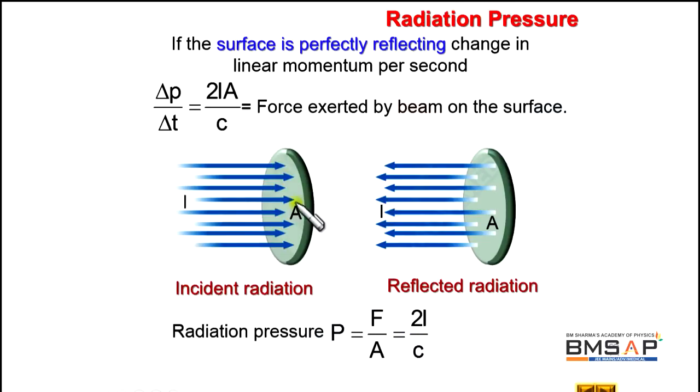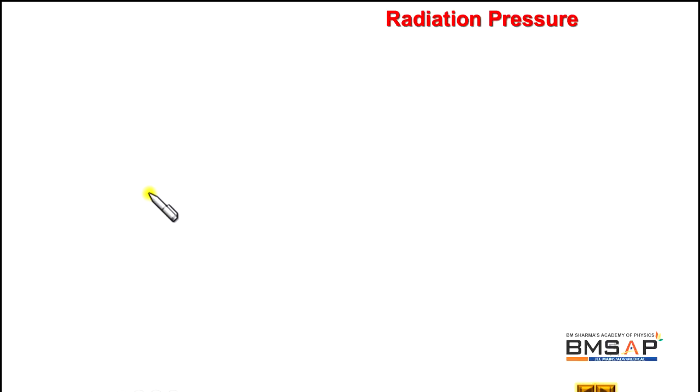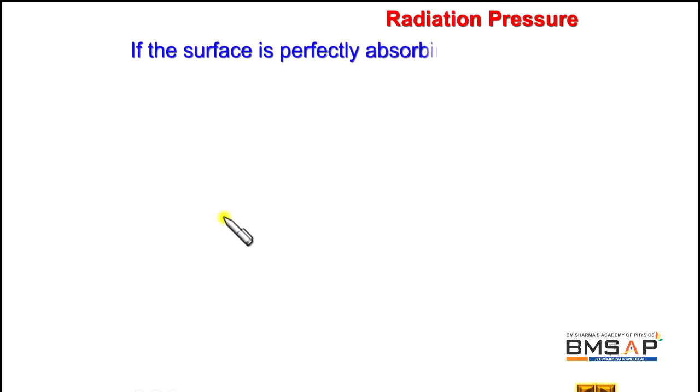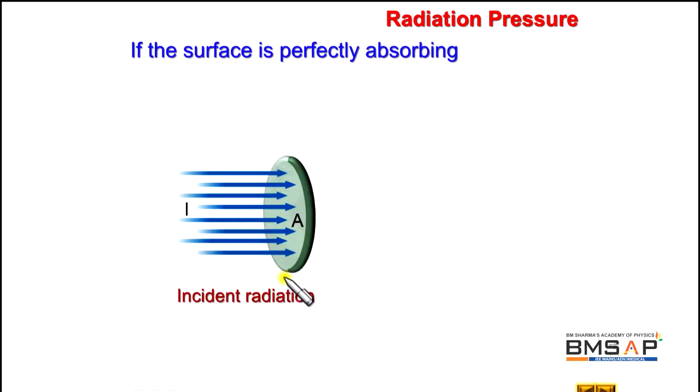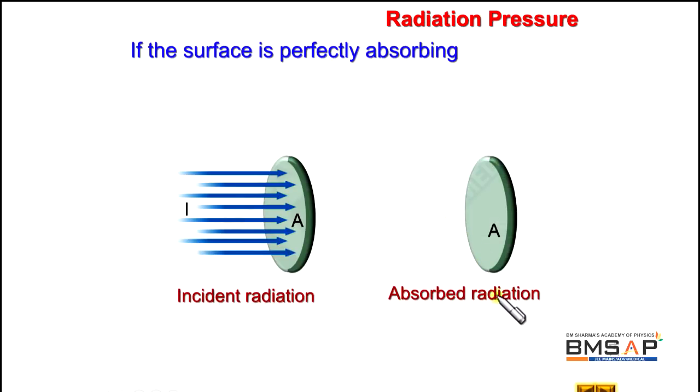Now, let us consider what happens when light radiation is incident on a perfectly black surface, that is, a perfectly absorbing surface. So, let us make the diagrammatical situation. The incident radiation is like this. This is the incident radiation, and 100% of the radiation is absorbed. So, no radiation will reflect back. This is the absorbed radiation.